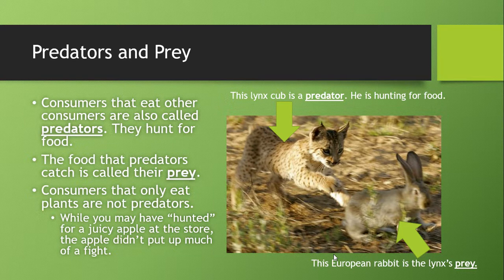Consumers that only eat plants, they're not predators. Well, you may have hunted for a juicy apple at the store. The apple didn't put up much of a fight when you picked it up. In this picture, the lynx cub is a predator because he is hunting that bunny rabbit. The bunny rabbit is the lynx's prey. He is saying, "Please don't eat me, please don't eat me."